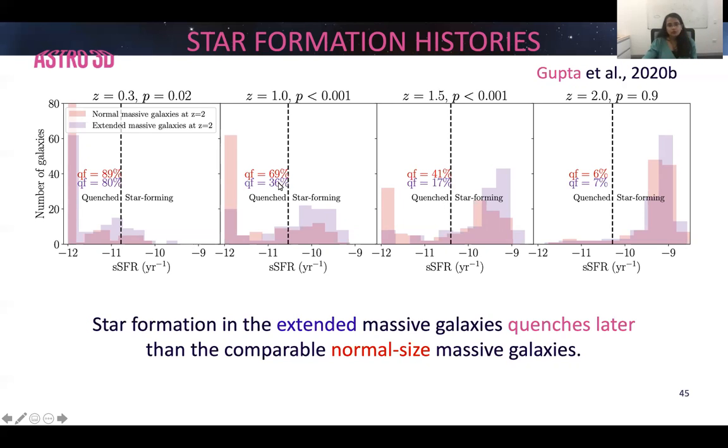And in fact, by redshift of 1, this difference increases even more. By redshift of 1, 70% of the normal massive galaxies are quenched, and only 35 or 36% of the extended massive galaxies are quenched. Whereas by redshift of 0.3, almost all of them, irrespective of normal or extended, are quenched, and the specific star formation rate distributions are similar. But what we are finding is these extended massive galaxies quench later than the normal size massive galaxies in our simulations. The star formation quenching process begins later for these extended massive galaxies.